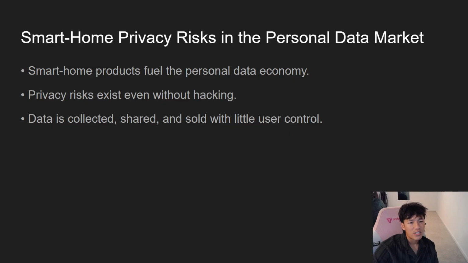So for my fourth source, smart home privacy risks in the personal data market. This shifts the focus from technical problems to economic and legal issues. LB argues that smart home devices participate in what she calls the personal data economy. These devices constantly collect detailed information about users, things like your routines, behaviors, and even your conversations. This data is often shared or sold without people realizing it. What's important is that this privacy risk exists even when the devices are working exactly as intended. LB's analysis helped me understand that smart home security isn't just about preventing attacks, it's also about how companies profit from user data.